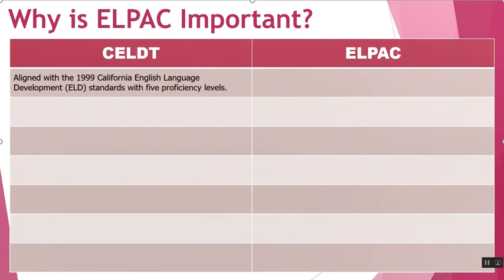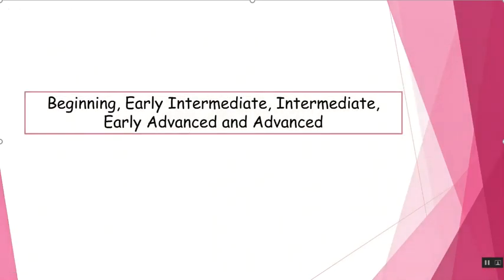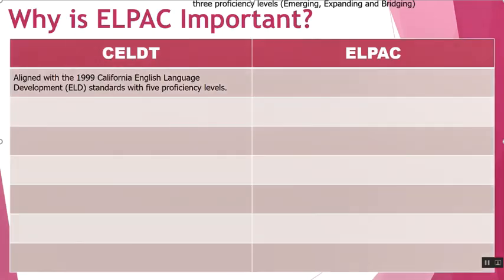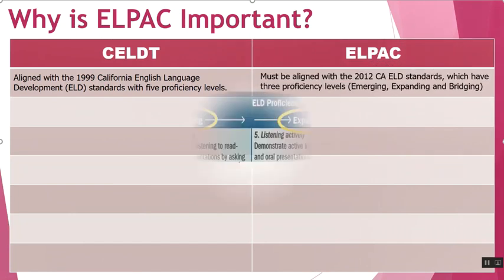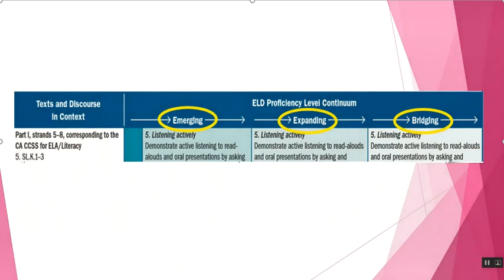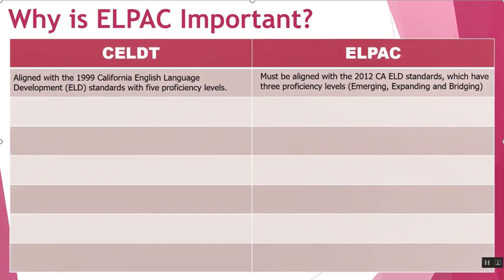First, the CELDT is aligned with the old 1999 California English Language Development Standards, which has 5 proficiency levels such as beginning, early intermediate, intermediate, early advanced, and advanced. The ELPAC will align with the 2012 California ELD standards to reduce this to 3 levels, namely emerging, expanding, and bridging. So as you see, educators will still determine the proficiency levels of ELLs and provide the appropriate ELD instruction they need. But the ELPAC will modernize the assessment so that it ties in to the current 2012 ELD standards.